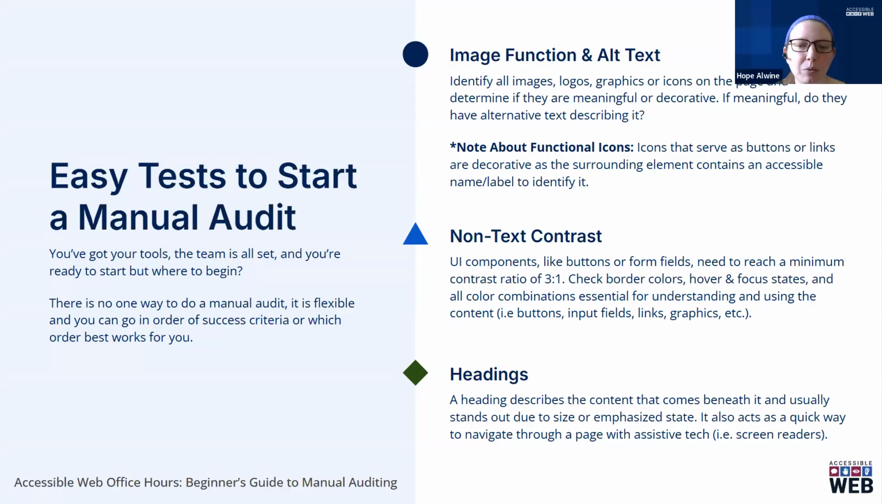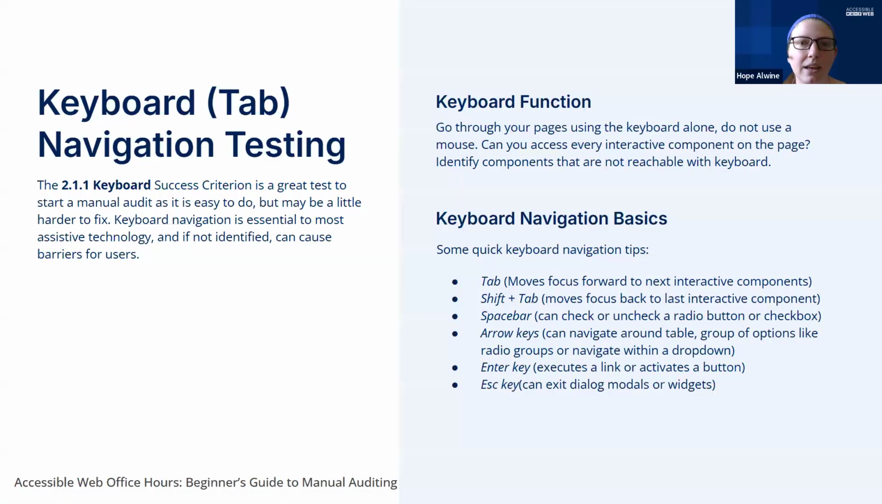Headings also act as a quick way to navigate through a page with assistive technology, like a screen reader. Within NVDA, all you have to do is hit the H button, and then you'll go down the headings on a page. Okay, and we are going to wrap it up with keyboard tab navigation testing. The last easy test, I'm sorry, completely lost my place.